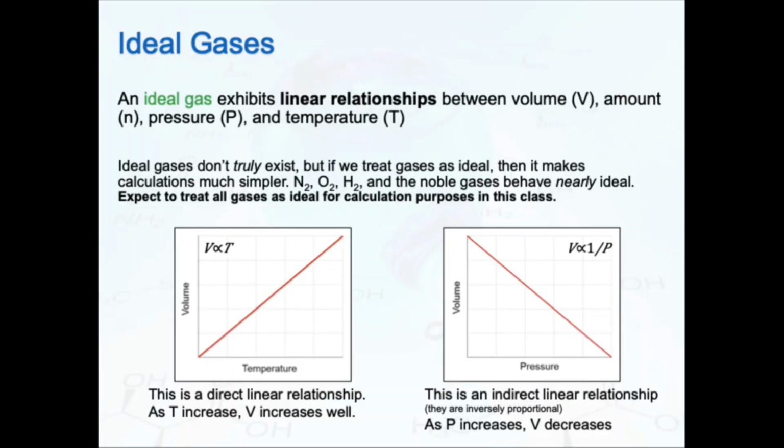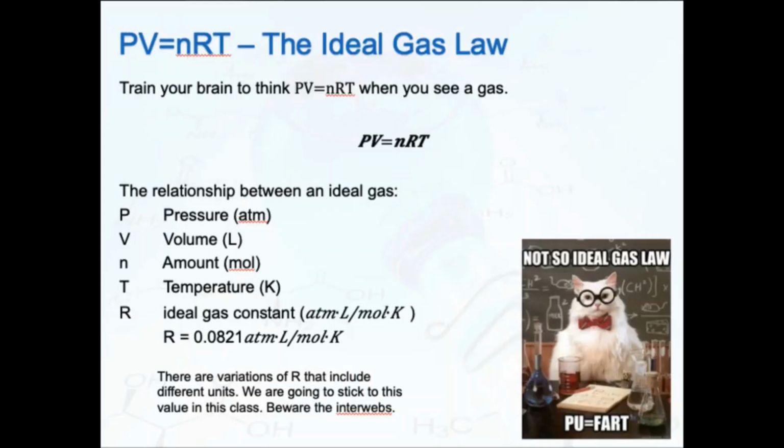So now that we're talking about ideal gases, we're going to go into the ideal gas law, a wonderful, very useful, and versatile equation. So what you want to do, as the slide says, is train your brain to think PV equals nRT when you see a gas. In addition to just knowing that formula and how to use it and manipulate it, you also want to know the units that go with this relationship, because it is really important to have the same units. And I'll explain why that's really important in just a second.